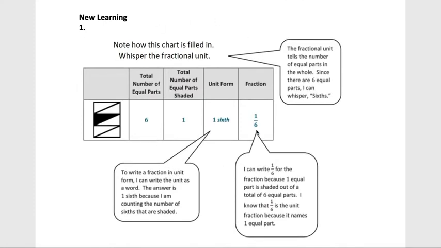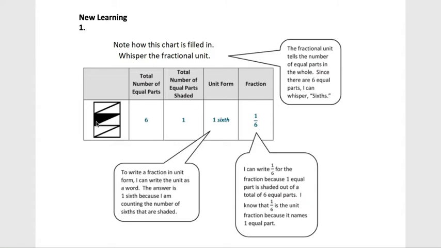I would like for you to really read through this new learning section and read all of those little talking bubbles. So it's showing you exactly what to expect when you fill out this chart, and you will be filling out a chart just like this in the page below. It's saying that the fractional unit tells the number of equal parts in the whole. Since there are 6 equal parts, I can whisper 6. So it's going to ask you to fill out an entire chart like this. We can see that there are 6 equal parts.